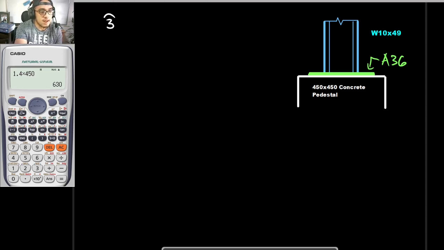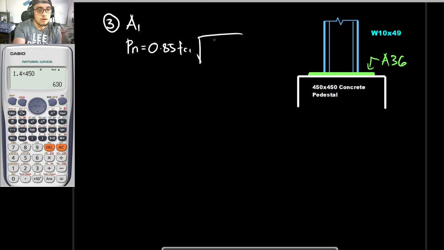So, ang step 3 natin is to compute for the bearing area. So, solve for A1. And how do we solve for the value of A1? So, Pn is equal to 0.85 Fc prime. And as you can see here, magkaibang ating base plate and ang concrete pedestal natin. So we would be using the second formula, which is the square root of area 2 divided by area 1.